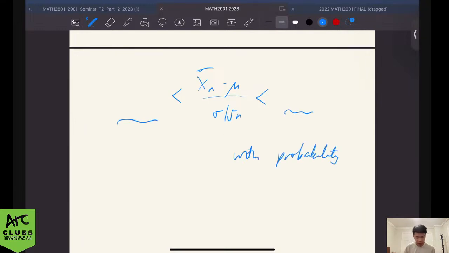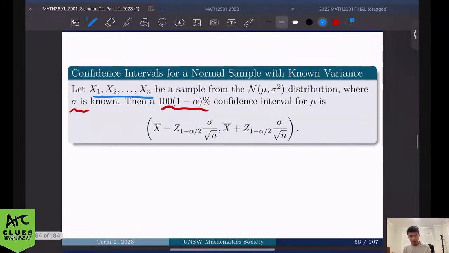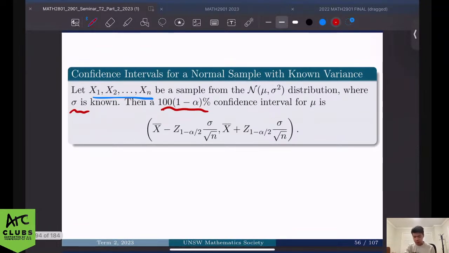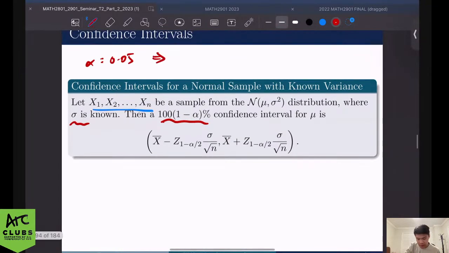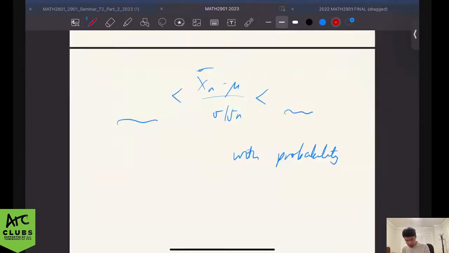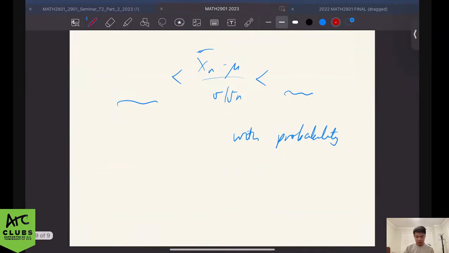and you refer to what you actually want. So in this case, we're doing the generic version. So often we'll have alpha equals 0.05, and then in that case, this is a 95% confidence interval. But we're just trying to derive the generic expression for it. So this lies between two numbers with probability 100 times 1 minus alpha percent.